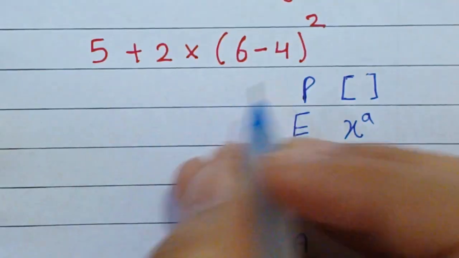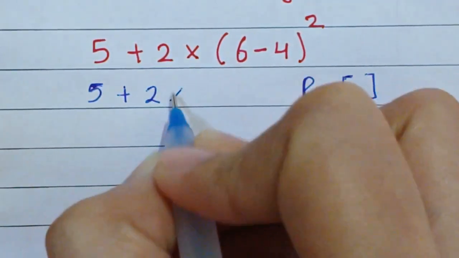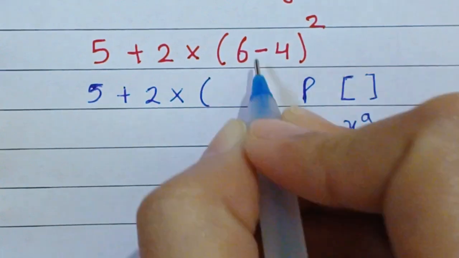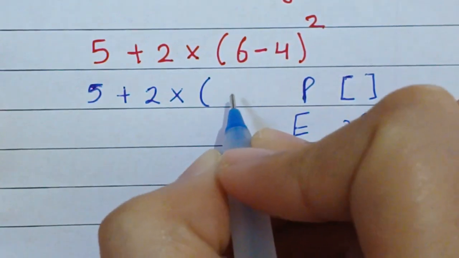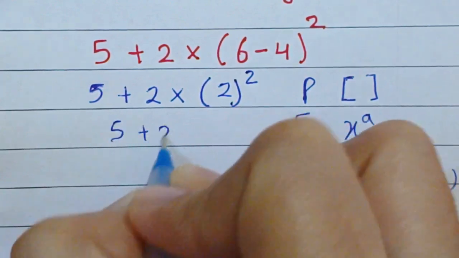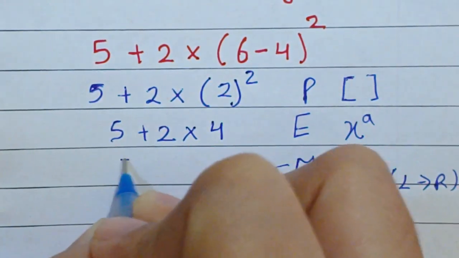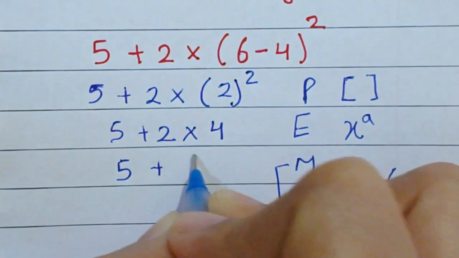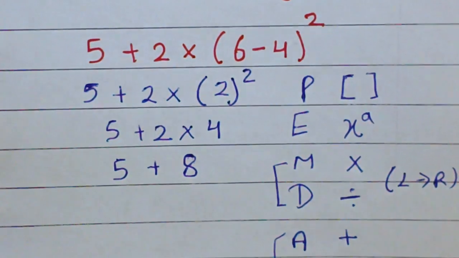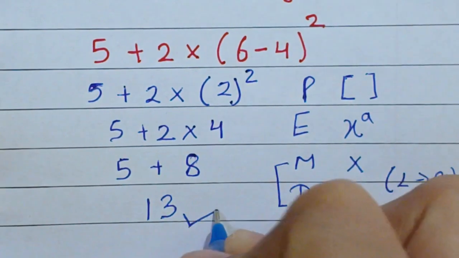So let's solve this expression. 5 plus 2 times (6 minus 4), which is 2. 5 plus 2 times 2 squared. 2 squared is 4. Then 5 plus 2 times 4, 2 fours are 8. 5 plus 8, which is 13. So 13 is the correct value for this expression.